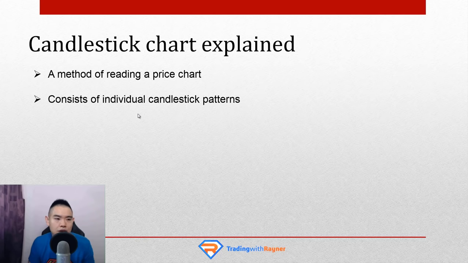A candlestick chart consists of individual candlestick patterns. Candlestick patterns are something that you are probably familiar with. It looks something like this. This is one candlestick pattern, which could have a little bit of upper shadow and lower shadow. Sometimes it could even be a darker color, in this case black or even red, to signal a lower close. Something like this. So this is what we mean by candlestick pattern.